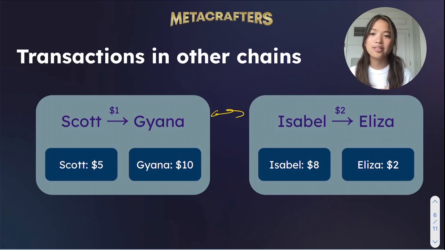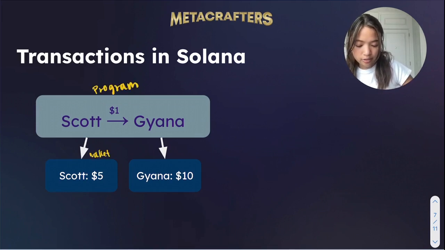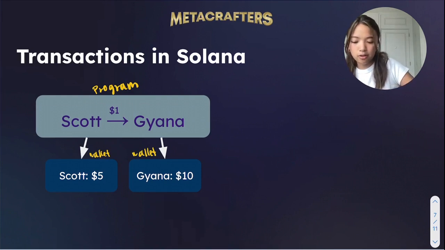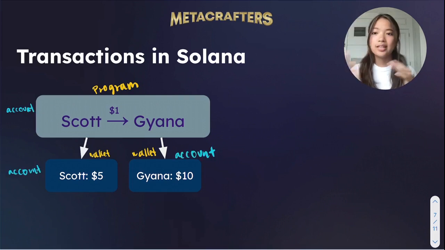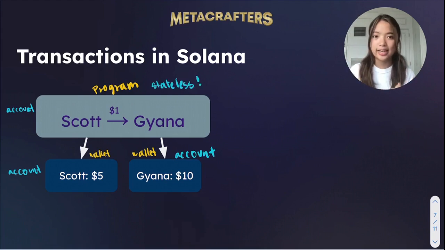However, Solana has found a solution to this through accounts. In Solana, the program, which is the smart contract, and the balances are separated into accounts. This means that they are separated from each other, and each of these are their own types of accounts. So this program is an account, Scott's wallet is an account, and Gianna's wallet is also an account. In this sense, the program is stateless because this program doesn't hold any data in it.